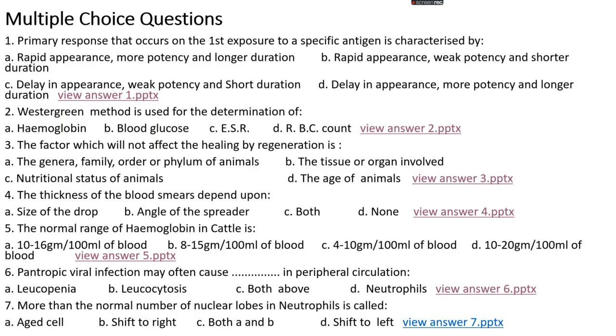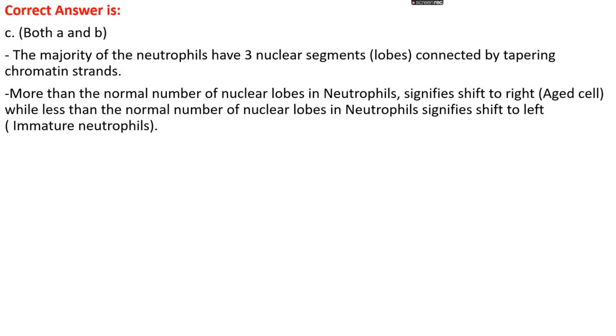Okay. Question number 7. More than the normal number of nuclear lobes in a neutrophil is called option A, aged cells. Option B, shift to right. Option C, both. Option D, shift to left. The right answer is option C, that is both.